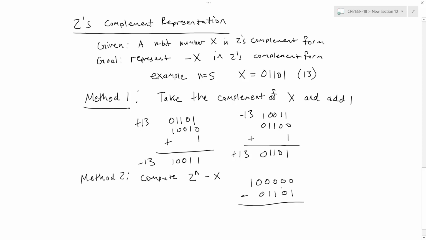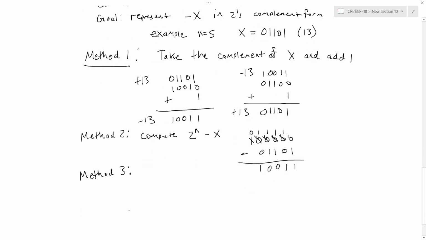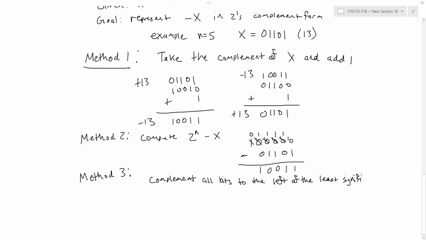So to do the subtraction of 2 to the n minus x, I'm going to have to borrow from the leftmost columns because I have zeros on these initial bits. So I'll borrow 1, borrow another 1, and so forth. 2 minus 1 is 1, 0, 0, 1. Another method is to complement all the bits to the left of the least significant 1, leaving all the other bits unchanged.